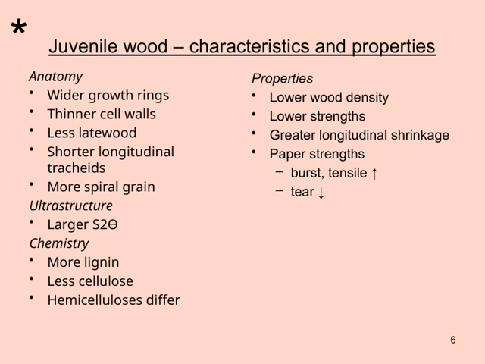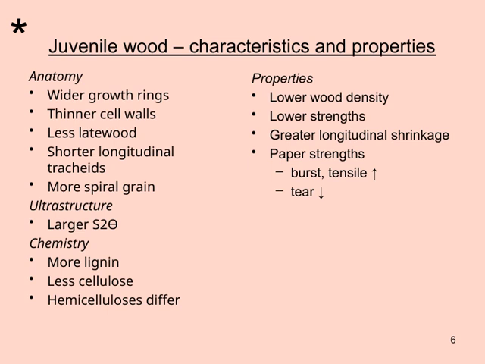Moving on to ultrastructure, juvenile wood has a larger S2 layer in the cell wall, known as estus irregular 4E9, which also impacts its properties. Chemically, juvenile wood contains more lignin but less cellulose, and its hemicellulose composition differs from mature wood. These chemical differences are quite significant because they influence how the wood reacts in various applications.